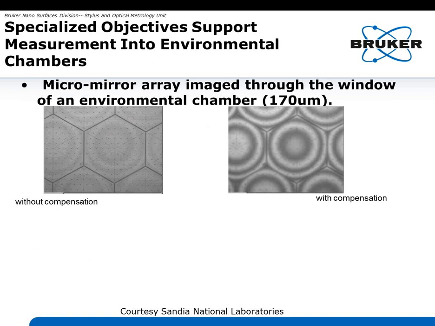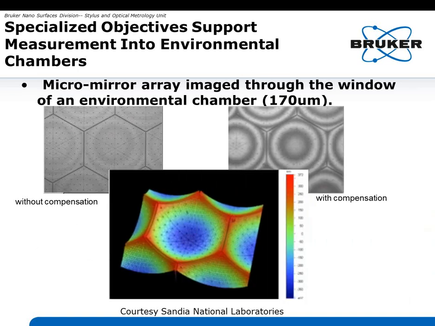And then there's also specialized objectives that are available, again, to support measurement through very thick materials. For instance, into environmental chambers or through thick encapsulation. So on the upper left, we see what would be the signal, and again, these bright and dark bands you kind of see washed out on the upper left and more firmly on the upper right. Those are really the signal that's being used to do the characterization.